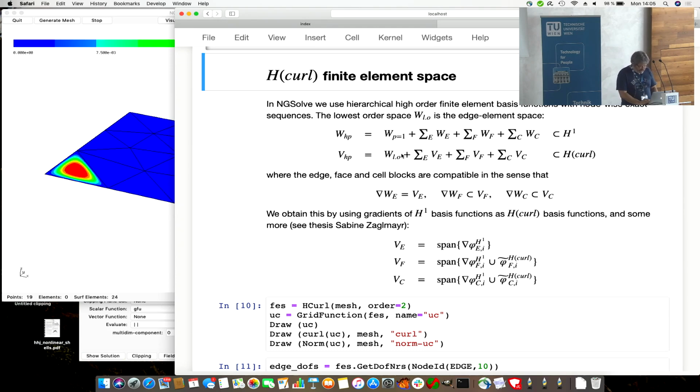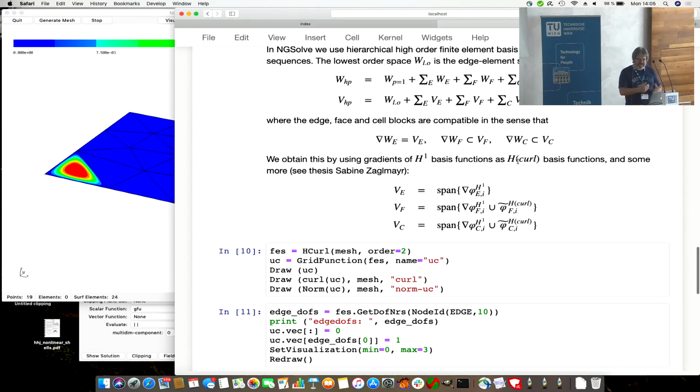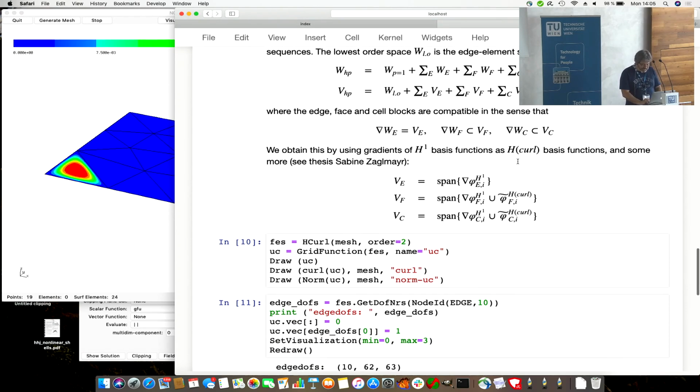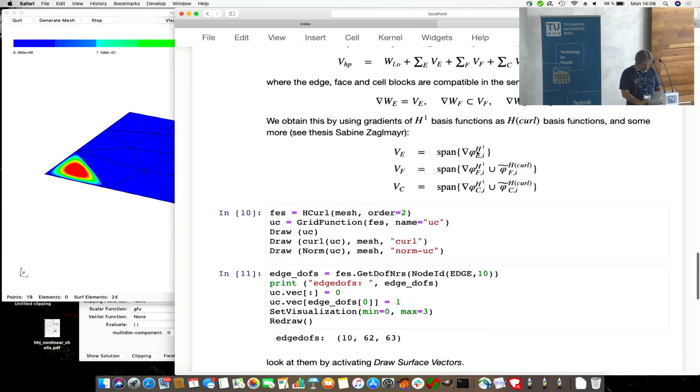Here's the construction we have. For H1, we have the vertex basis functions, something on the edges, on the faces, on the cells. For H-curl, we have always this lowest order edge elements, as in the sketch above, plus adding something on the edges, faces, and cells. And we know they are related by the gradients. So the gradients of the high order edge basis functions are the H-curl edge basis functions, and so on.